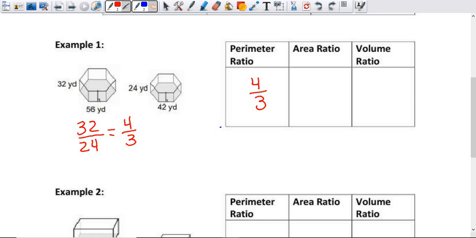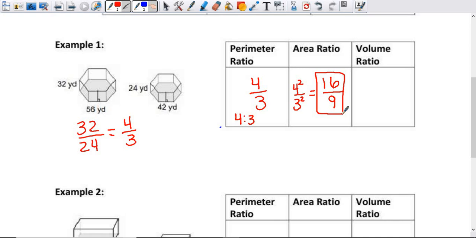Remember, we can write that as a fraction or with colons, but I'll probably write these all as fractions. So now, if we're getting to our area ratio, all I do is 4 squared and 3 squared, which is going to equal 16 over 9. So there would be our area ratio.